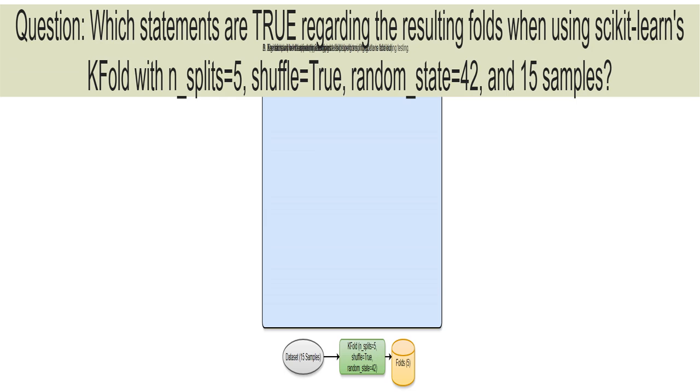This is correct because I set shuffle=True. Before creating the folds, KFold shuffles the samples.